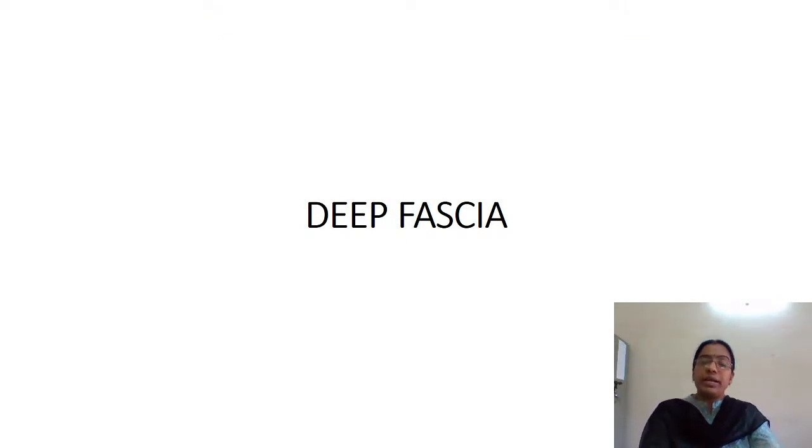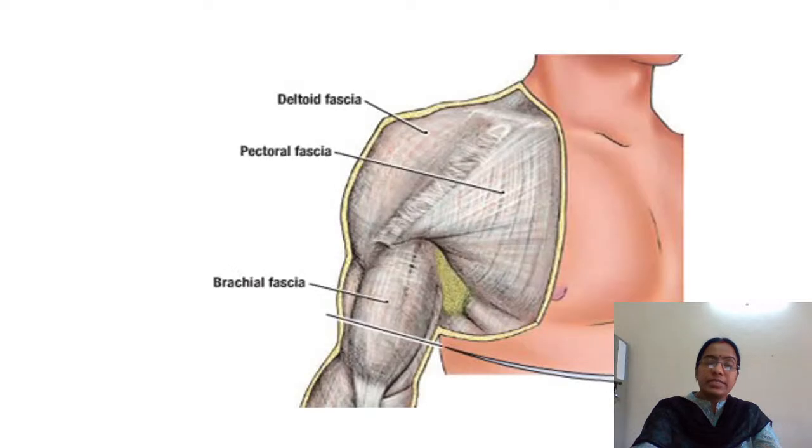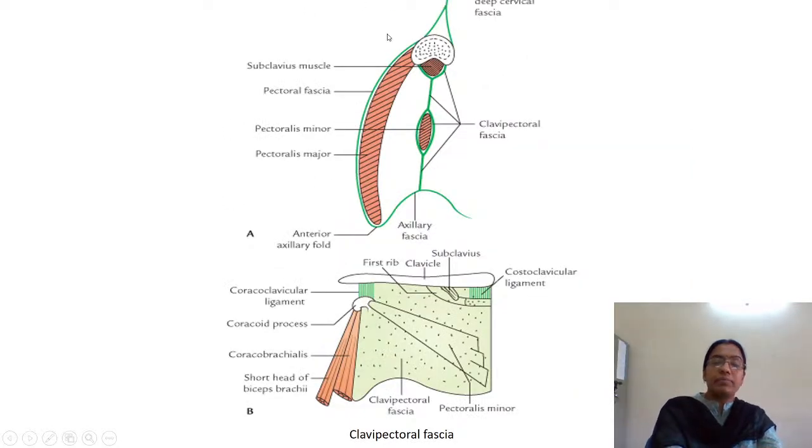Next, coming to the deep fascia. What is present in the deep fascia? The deep fascia is that fascia which is covering the pectoralis major muscle. The pectoralis major muscle is covered by the fascia which is called the pectoral fascia. Means in the pectoral region, the deep fascia is called the pectoral fascia. So when you see the cross-sectional view, this is the pectoralis major muscle, which is covered by the fascia called the pectoral fascia.